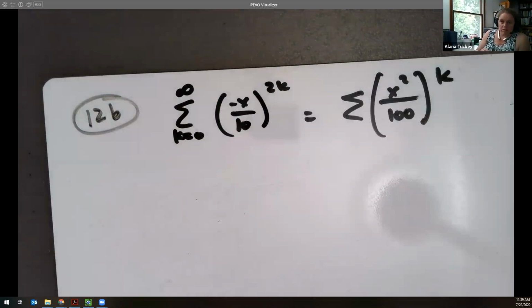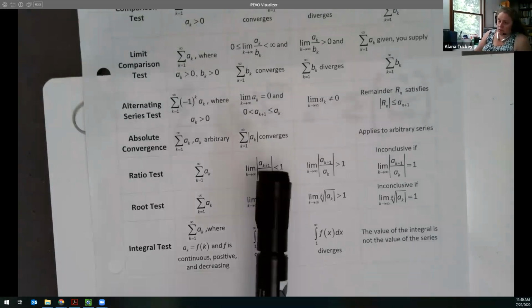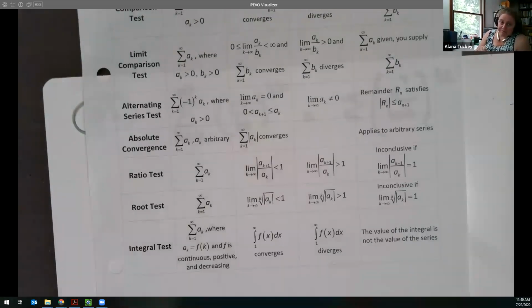Because why not? Now, let's think about this. We want to find the interval and radius of convergence. We have two options. Hold on, I'll go back. Oh, I've literally ripped it off because I use it so much. To find the interval and radius of convergence, your options are the ones that have an absolute value inequality in them. So which one are you going to use on this one?